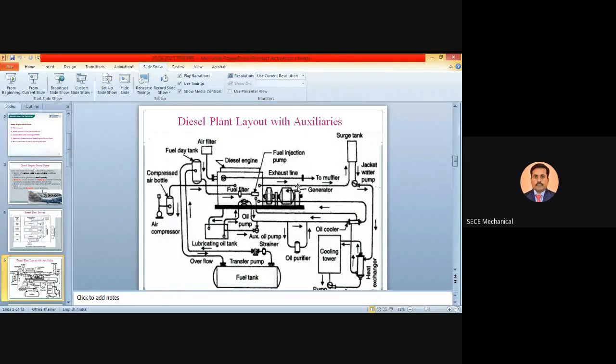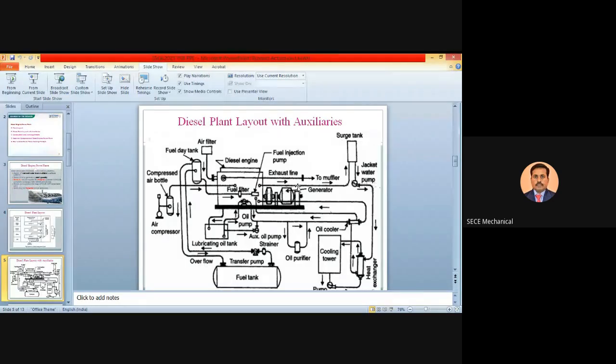With the help of the cooling tower, you supply the coolant, which is passed through your engine and picks up the heat. That heat is transferred from your engine to the coolant, and the coolant goes back to the cooling tower, where the water temperature comes down and it is forced again. Likewise, the cooling tower arrangement should be provided.